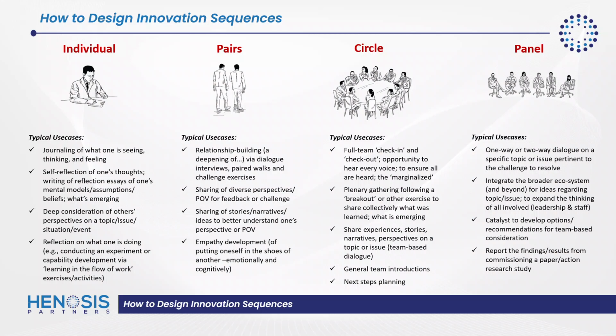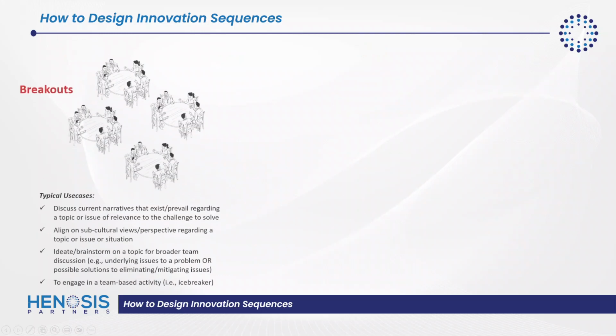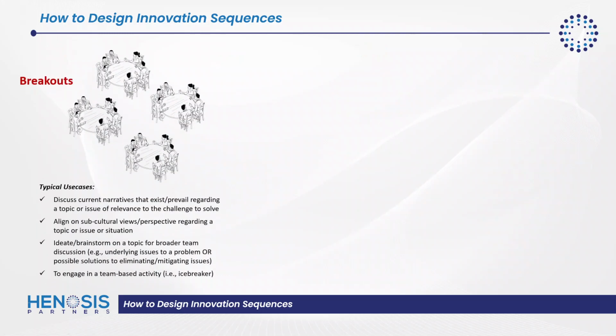And in this regard, panels often serve as a catalyst to develop strategic options and new recommendations for team-based consideration. And panels are often used to report the findings or results from commissioning a paper or action research study. Some of the typical use cases for breakout groups include the following: to discuss current narratives that might exist or prevail regarding a topic or issue of relevance to the challenge to solve.